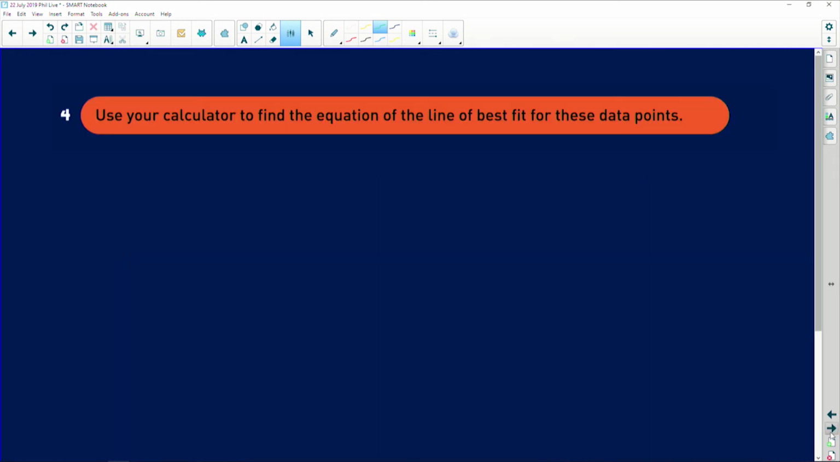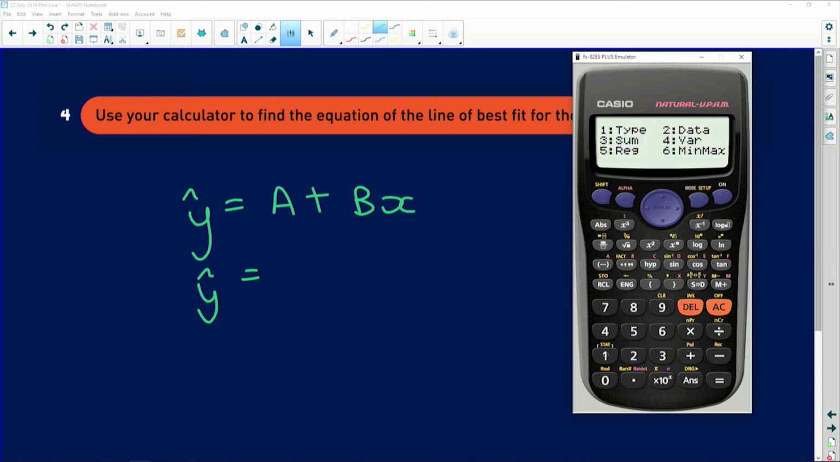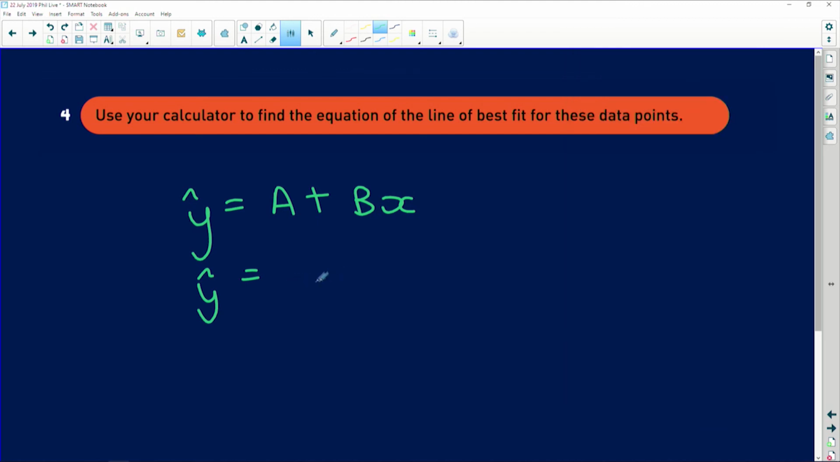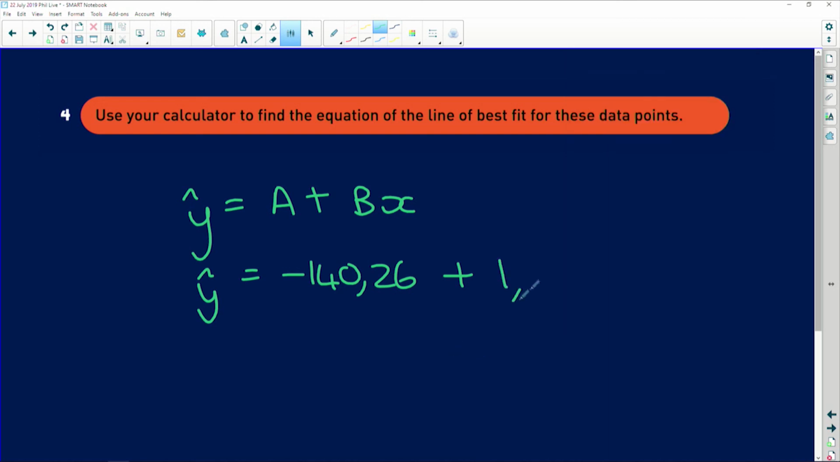So now let's check the last question. It says, use your calculator to find the equation of the line of best fit. Remember, y is equal to a plus bx. This is very easy stuff, guys. This is just going to your calculator. Shift 1 for stats, 5 for regression. A is equal to negative 140,26. Plus B, you do the same thing. Shift 1 for stats, 5 for regression, 2 for B, and we get 1,82x. Okay, and that is the equation of the line of best fit for these data points.